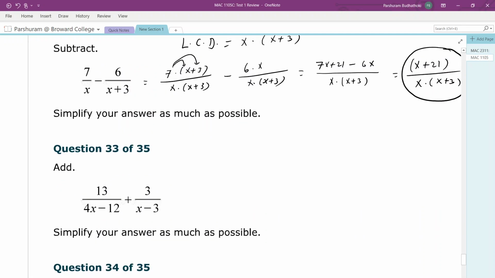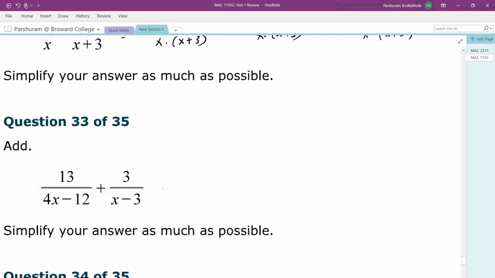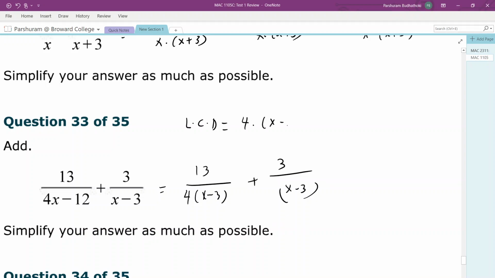Let's go to problem 33. Before finding the LCD, we can just simplify a little bit. For the first expression, we can find the common factor 4, so we can write x minus 3 plus 3 over x minus 3. As you can see, the LCD for this problem is the common factor, which is x minus 3, and the uncommon factor 4. So the LCD is 4 times x minus 3.